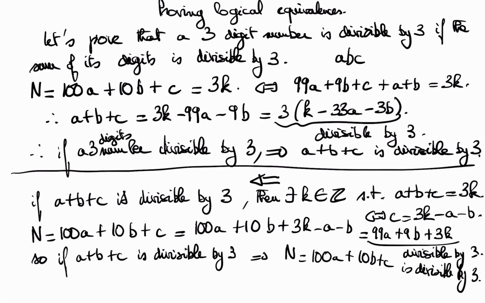So here we go. We've proven that way, and we've proven that way. So therefore, it's equivalent. Basically, the arrows go both ways, and we've proven that for a 3-digit number to be divisible by 3, the sum of its digits must be divisible by 3, and vice versa. We've proved both ways, so the two statements are equivalent.